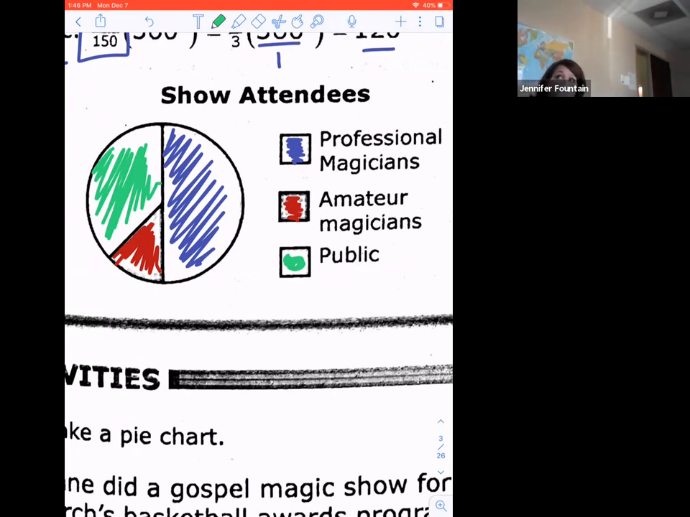Okay, so if I want to look at who were the most people at that show, all I have to do is look at what is the biggest part of my circle graph. And so that's what a circle graph does. It helps us to be able to identify parts of a group and compare them. Okay.